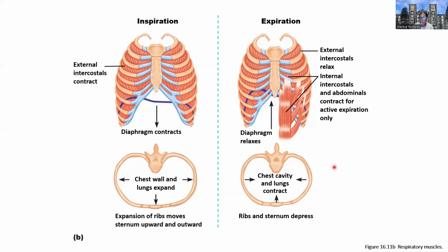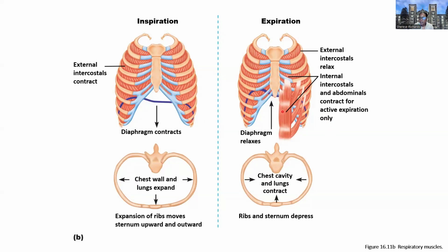And then expiration, the opposite is true. We have the contraction of these muscles, the ribs and sternum depressed, so the ribs come down and inward. The sternum also comes down and more posterior, and then that makes that space physically smaller. The diaphragm curves up and kind of relaxes on itself, which projects up into that thoracic cavity.